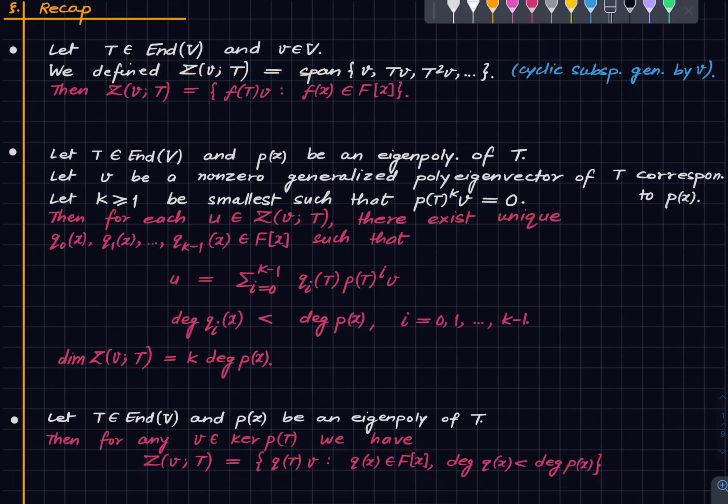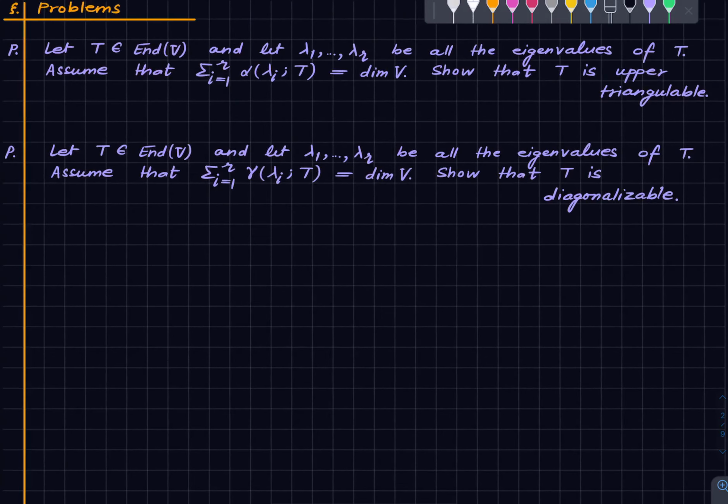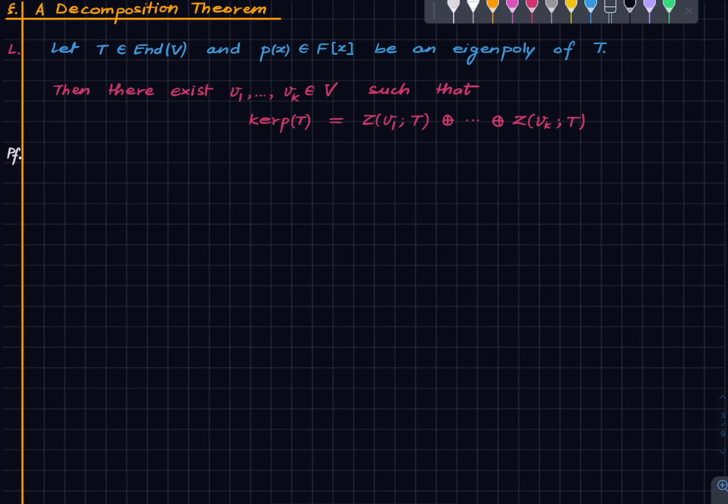Of course, we will need generalities like quotient spaces and just general linear algebra that we have been using throughout. So let's not recall that. Let's move on. Here are two problems for practice. And now let us get started.